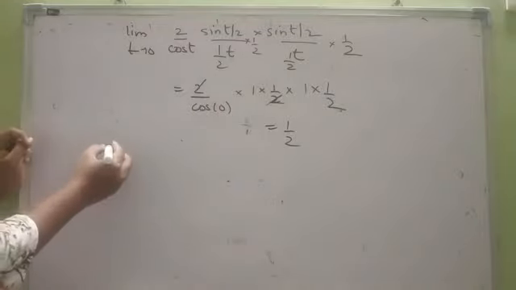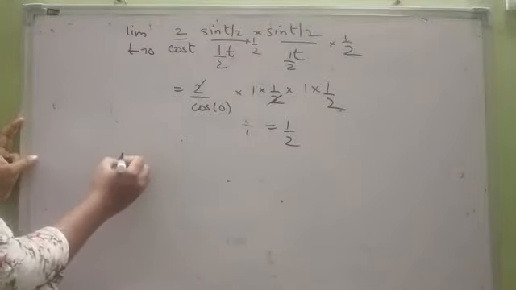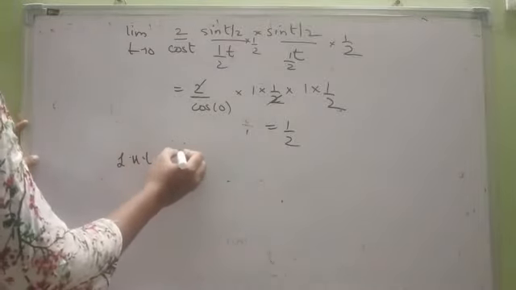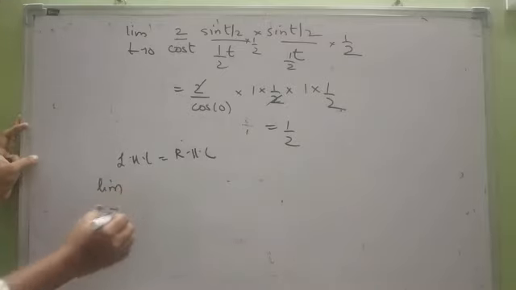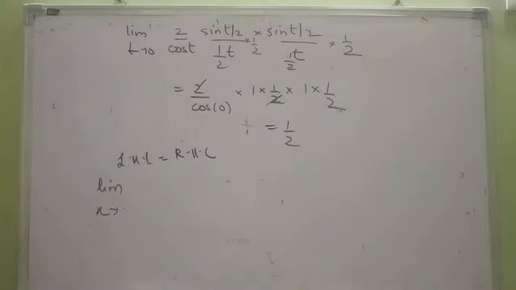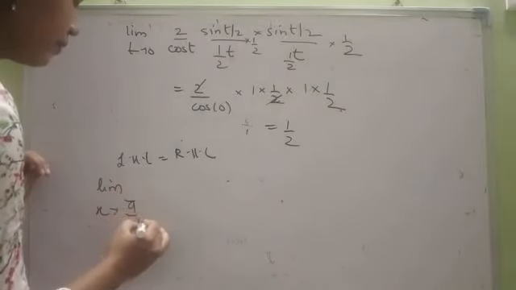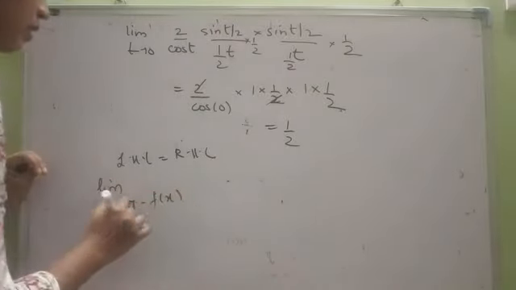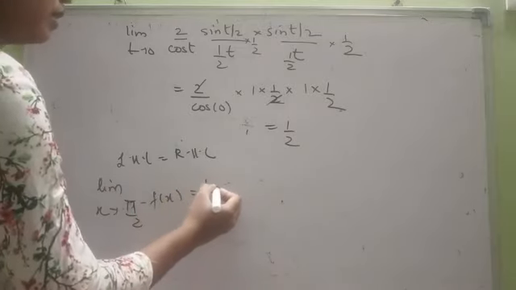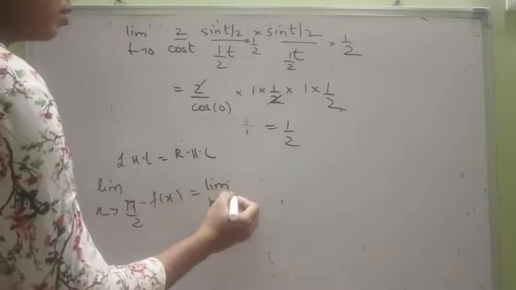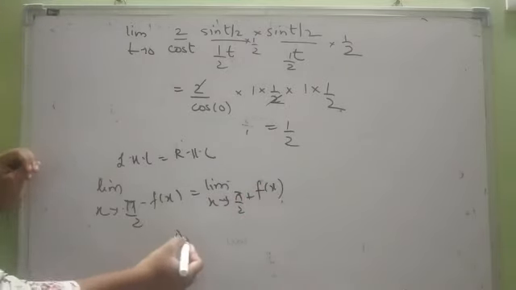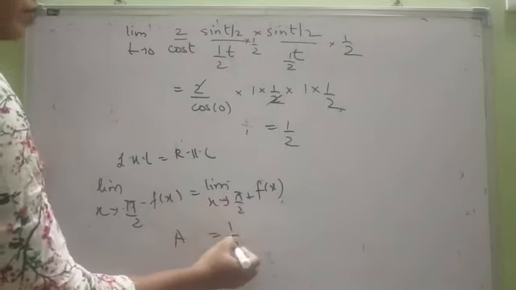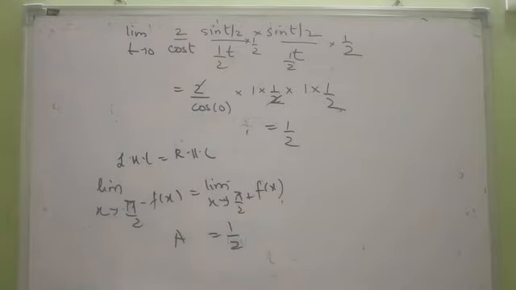So what you have got, your left hand limit is a, no? So limit x tending to pi by 2 minus f of x is equal to limit x tending to pi by 2 plus f of x. So this you had got as a, and this answer you got as half. So your value of a is 1 upon 2.